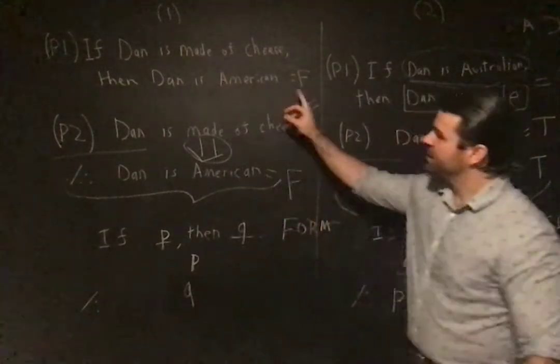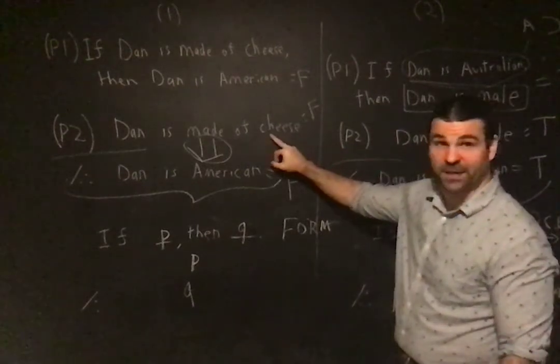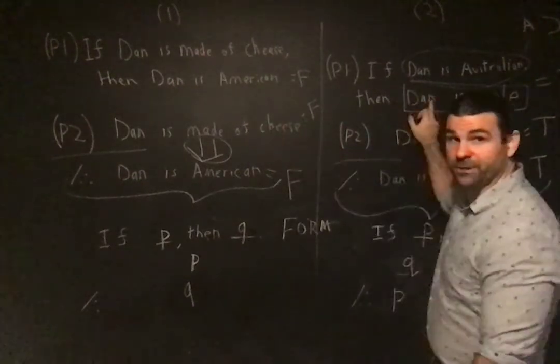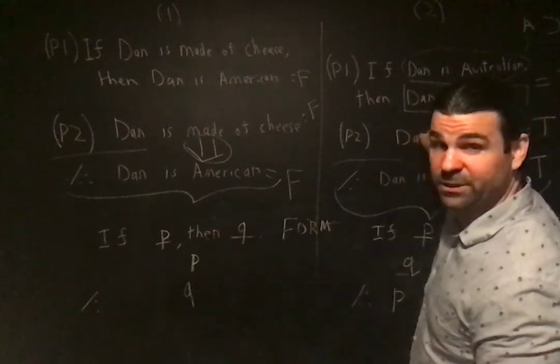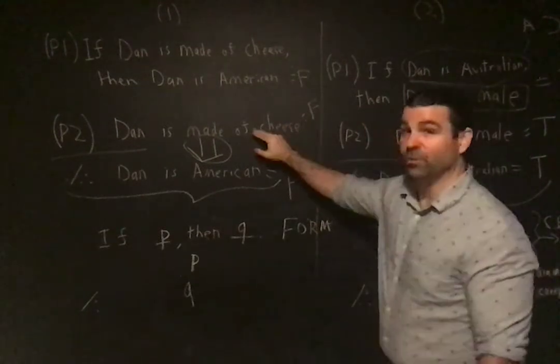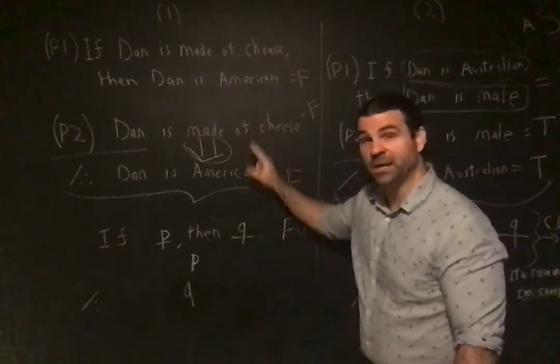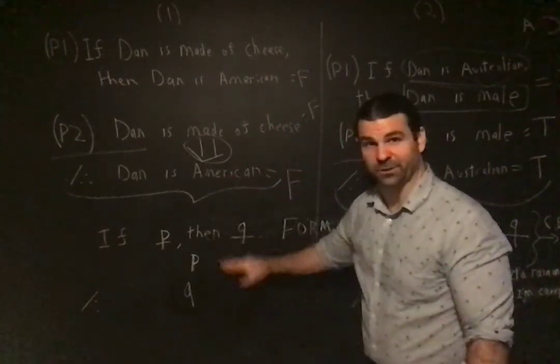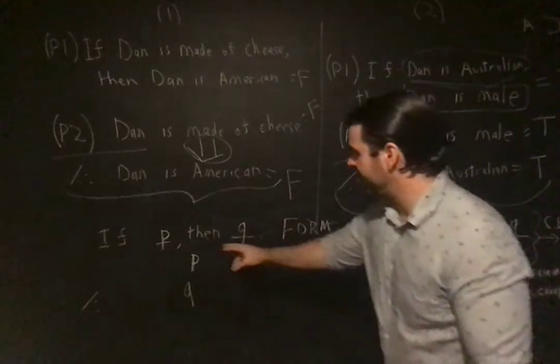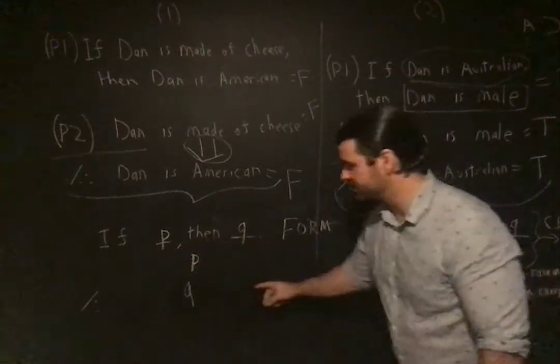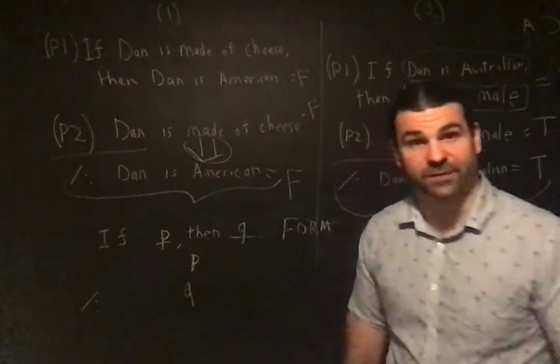Here, the second premise is in fact the antecedent. Over here, the second premise is the consequent of the conditional, that's the first premise. Over here, the second premise is the antecedent of the conditional, that is the first premise. And here, the conclusion is in fact the consequent. So the argument form here is if P then Q, and P, then Q. Is this a valid argument form?